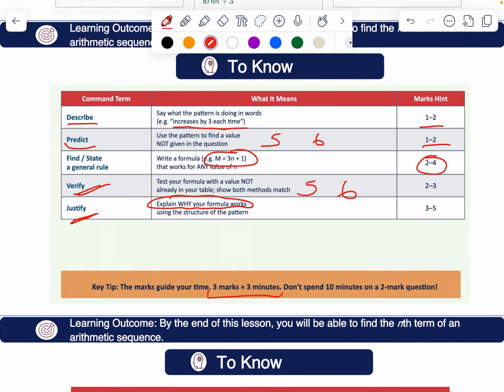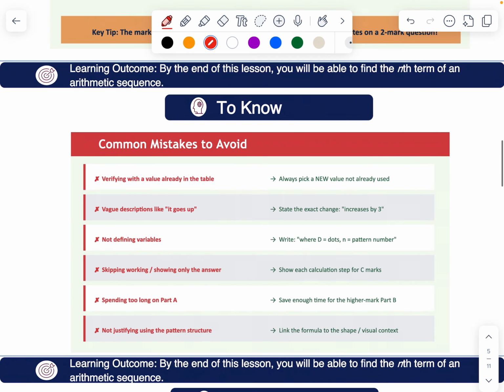This at the bottom's a nice little tip. Try and aim for a minute a mark. It is about 72 seconds per mark, but let's just keep that as a goal. Right, these are just common mistakes to avoid. Verifying with the values already in the table. This I see a lot. When you're given a description, saying it goes up is very vague. You need to tell me what it's increasing or decreasing by.